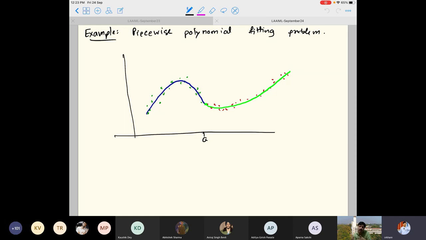Okay, so this is a problem that arises naturally in polynomial fitting. They are called splines. It's very useful. So that's what we have. In the notation f hat x.